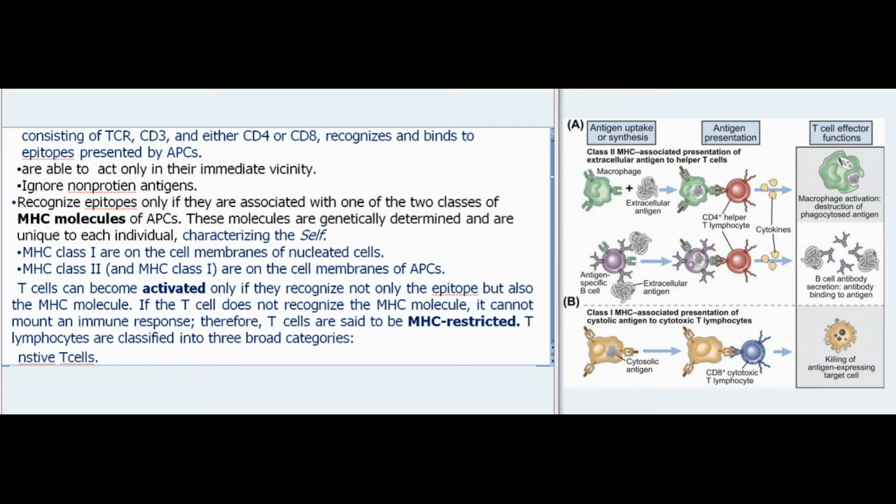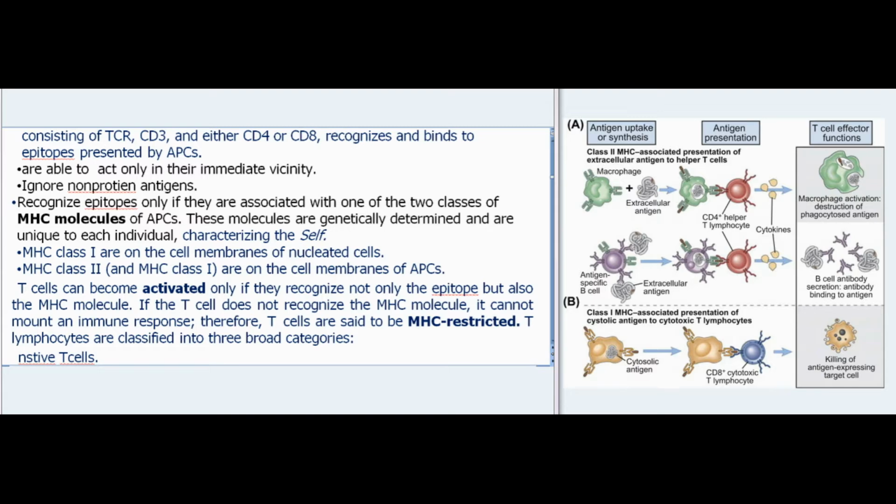MHC class I are on the cell membranes of nucleated cells. MHC class II, and MHC class I, are on the cell membranes of APCs. T cells can become activated only if they recognize not only the epitope but also the MHC molecule. If the T cell does not recognize the MHC molecule, it cannot mount an immune response, therefore, T cells are said to be MHC restricted.